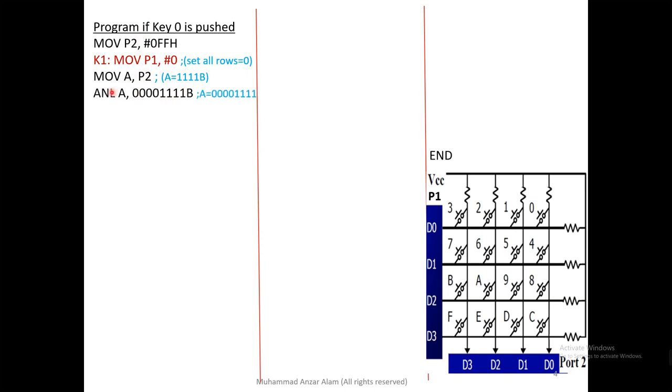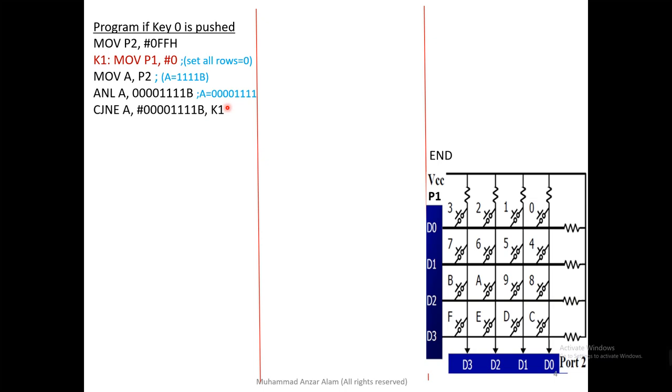Now we perform the AND logic on the accumulator, which has the value 1111. We are only considering the first 4 bits, and after performing this AND logic the last 4 bits will automatically become disabled, or zero. I'm considering only the first 4 bits because they are the concerned bits in this case. After the AND logic, A has the same value, 1111.